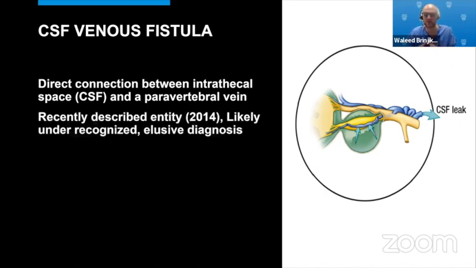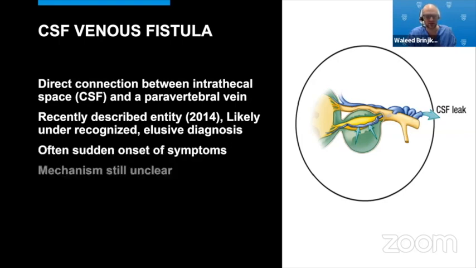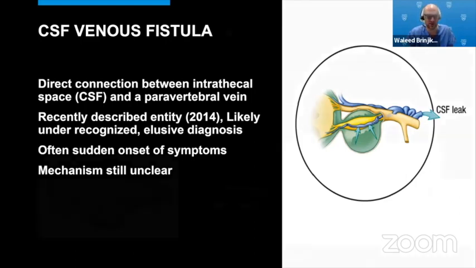It was only described in 2014 by a surgeon in California named Wouter Scheivink, but it's likely an under-recognized or elusive diagnosis. Interestingly, patients can describe the moment at which their symptoms occur, but the mechanism is still unclear. I think it may be due to the rupture of an arachnoid granulation into the vein, because, as many of you know, along the whole spine we have tiny arachnoid granulations in all of our nerve root sleeves that facilitate resorption of CSF. So I wonder if it's due to dysregulation or rupture of one of these granulations.